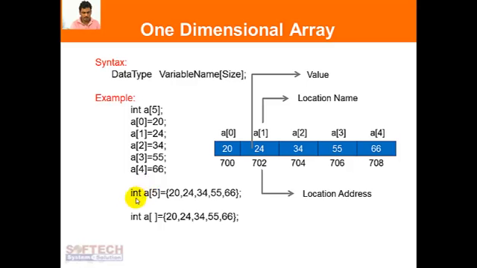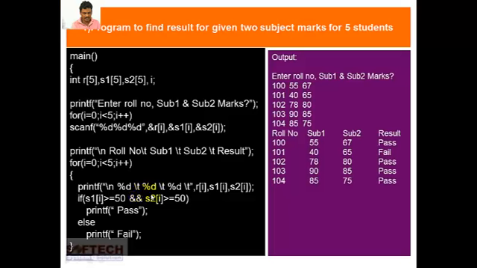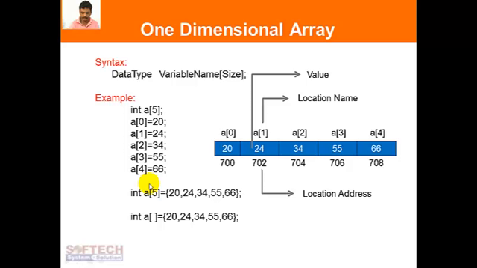We can also do initialization at the time of declaration. This is a declaration. This is initialization. We can also do it like this. That is, at the time of declaration, we can initialize the values. So this is also assigned. The first value is assigned to a of 0, then a of 1, a of 2, a of 3, a of 4, and like that. So this is also valid.